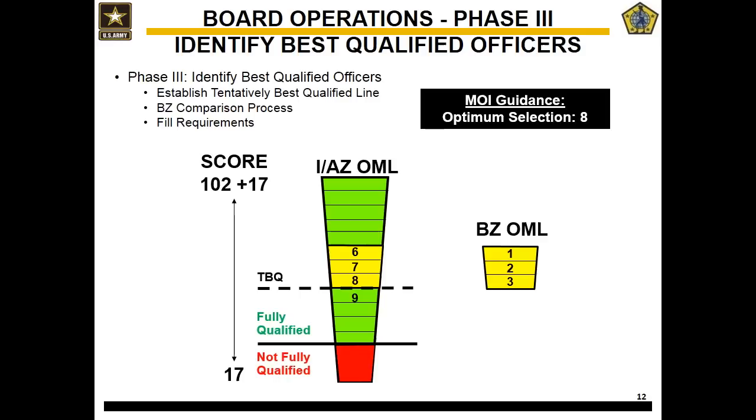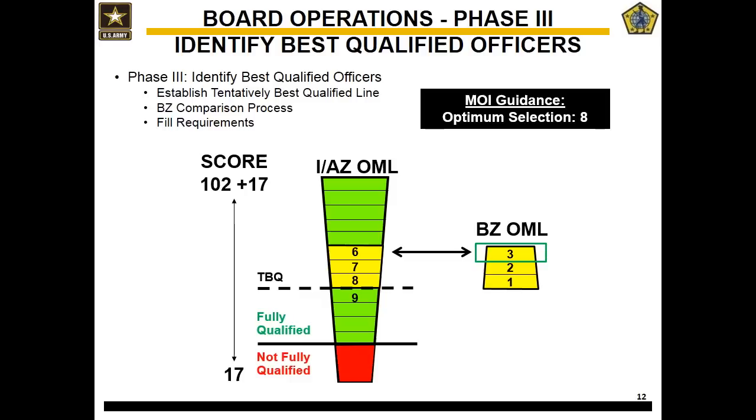Now we have our two comparison groups, in and above zone OML positions 6 through 8 versus BZ OML positions 1 through 3. The BZ OML is inverted to allow the board to compare the lowest scoring BZ officer against the highest scoring officer from the in and above zone comparison group. In this example, the officer at in and above zone OML position 6 will be compared against the officer at BZ OML position 3. Board members review both officers simultaneously and cast a vote of yes, the BZ officer is clearly superior, or no, the BZ officer is not clearly superior.